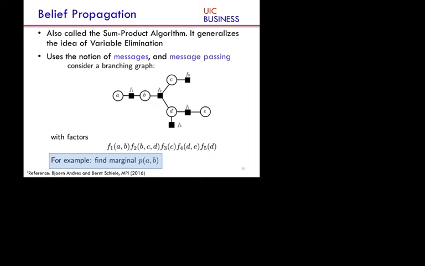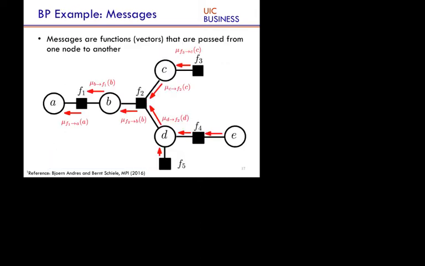Okay. So just looking at this graph, you can see that there are 5 factors. Let's say which are these. And again, let's say you want to find the probability of a comma b. Then last time we went through this example where we defined these messages, which are essentially similar to what we defined in the variable elimination example, which are these functions which are passed from one node to the other.